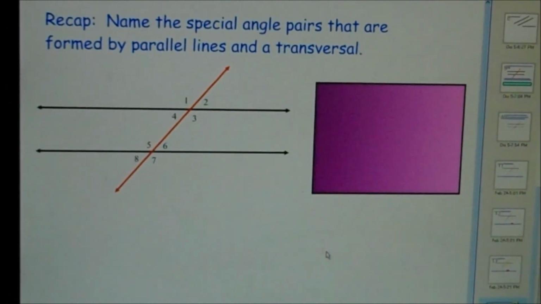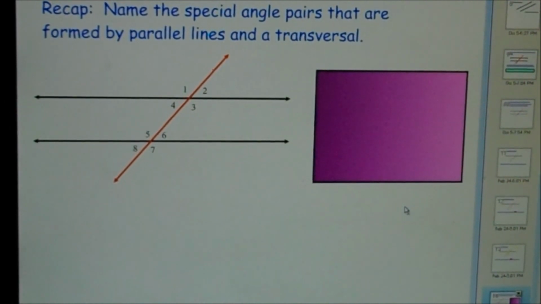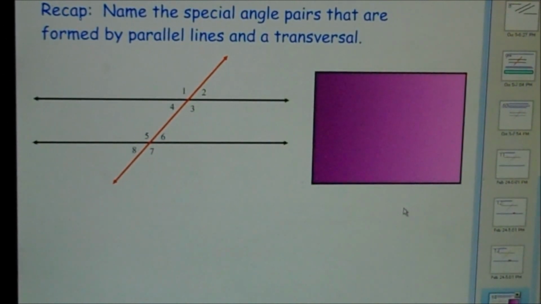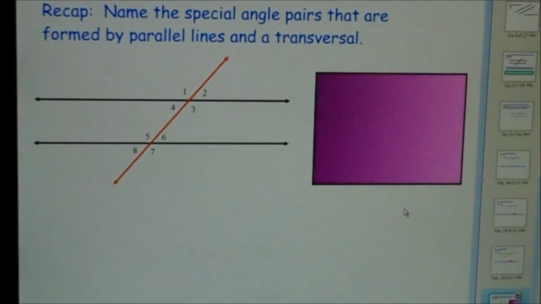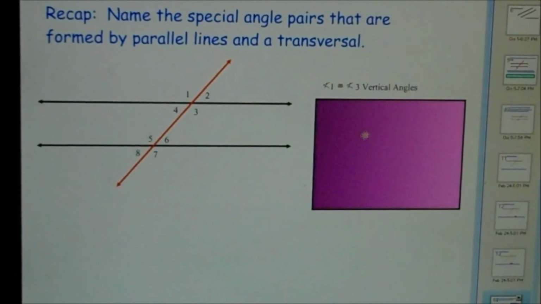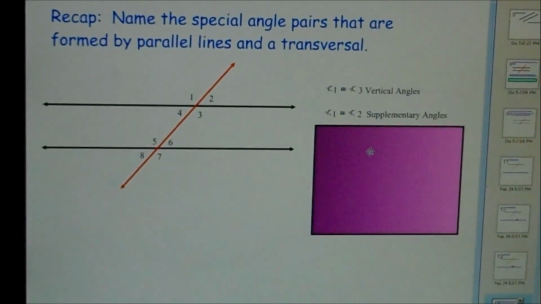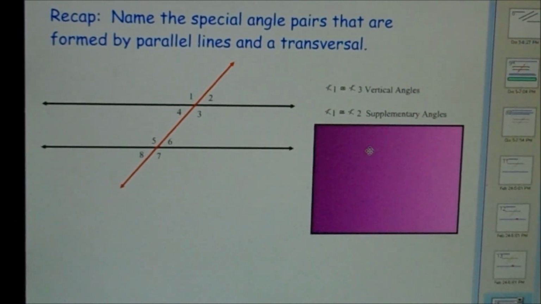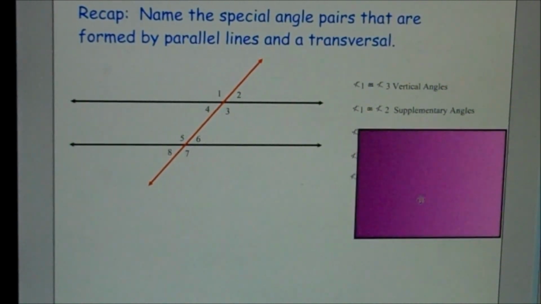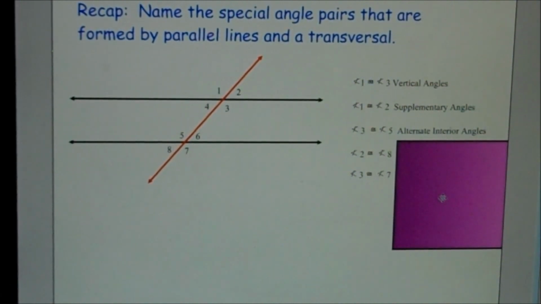Okay, here we go. Recap. Last bit. Name the special angle pairs that are formed by parallel lines and a transversal. Just pick a couple. Let's say we want to know what kind of angles 1 and 3 are. Well, 1 and 3 are, I hope you said vertical. What do you think 1 and 2 are? I hope you said supplementary. Okay, what do you think 3 and 5 are? I hope you said alternate interior.